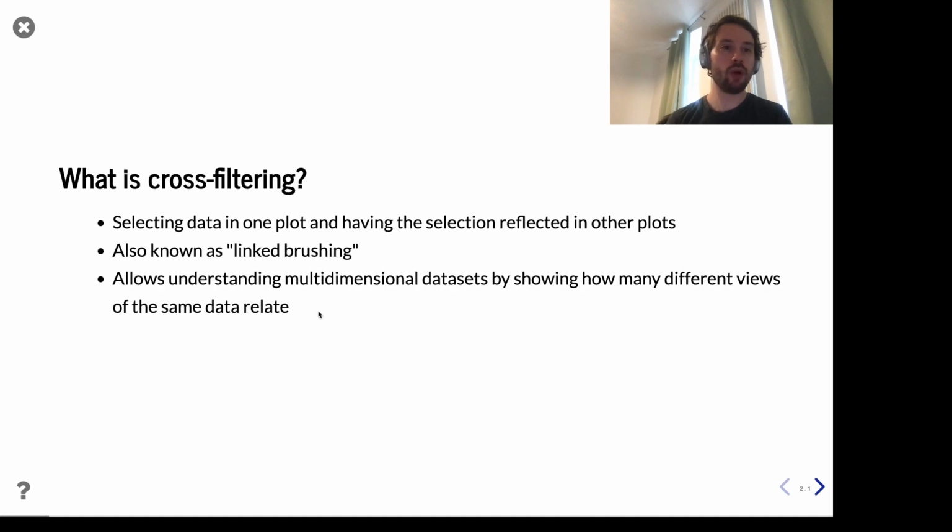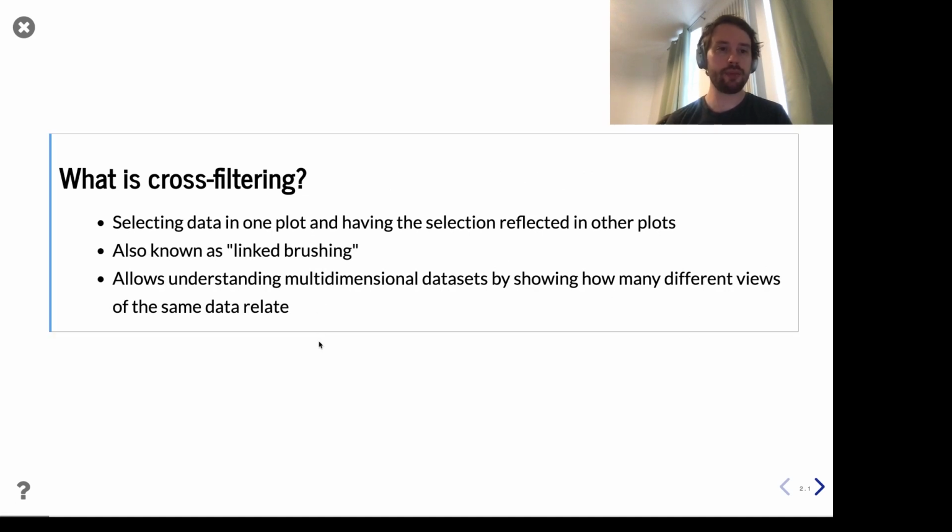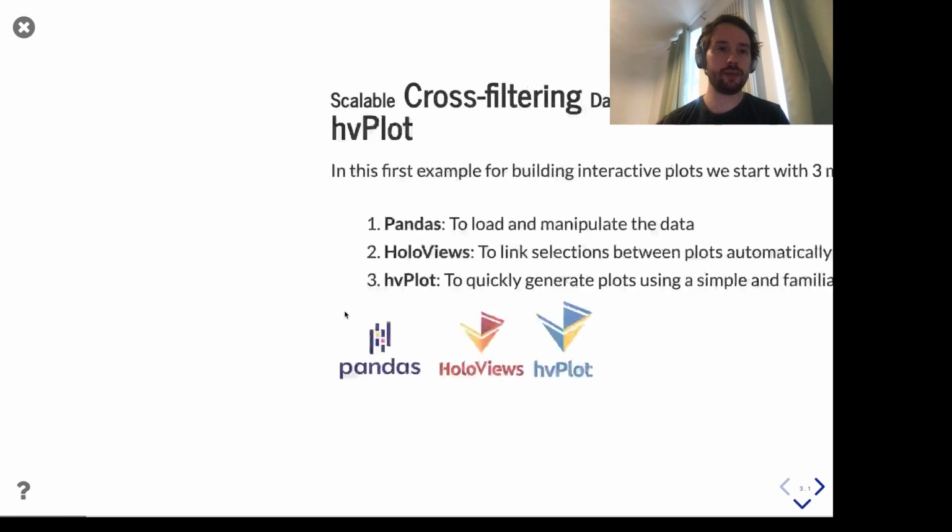So before we dive in, what is cross-filtering? Cross-filtering is the ability to select data points in one plot and having those selections be reflected in other plots. It's also known as link brushing, and it really allows you to get a grip on multidimensional data sets by showing many different views of the same data and how they relate. Particularly as data sets get more complex and have interrelationships in many dimensions, it's really useful to be able to drill into them and see how different dimensions relate to each other. And that's what we'll be seeing today.